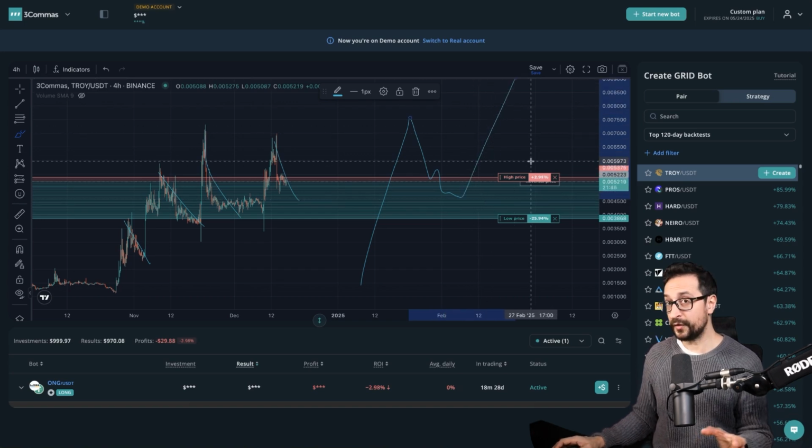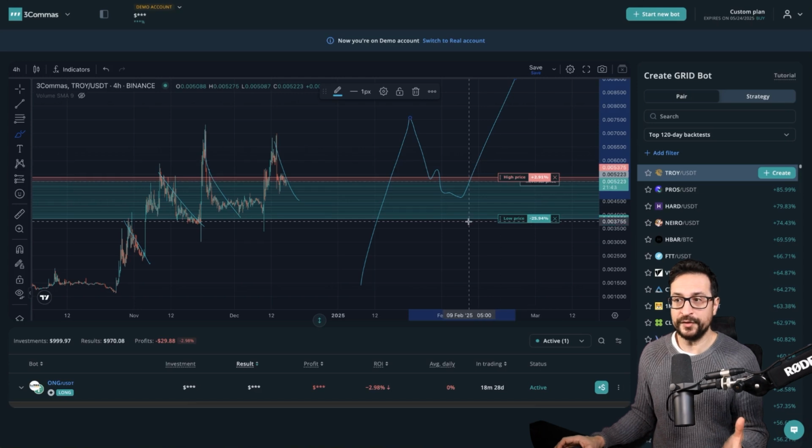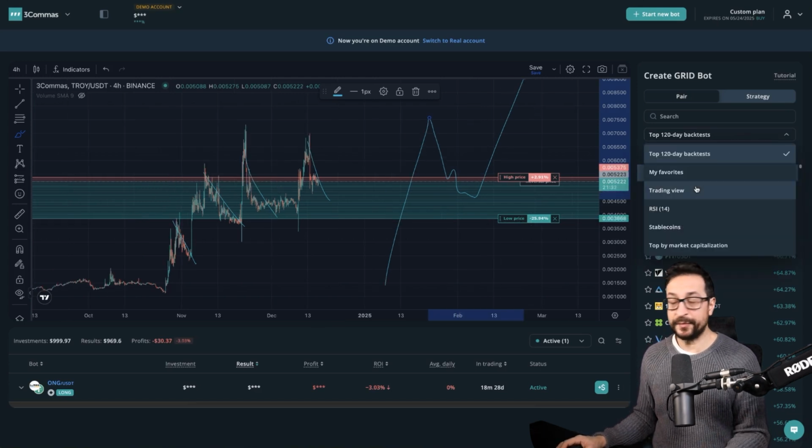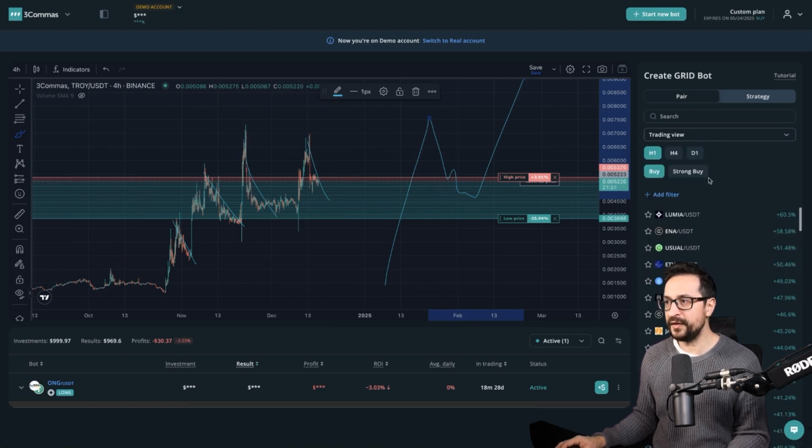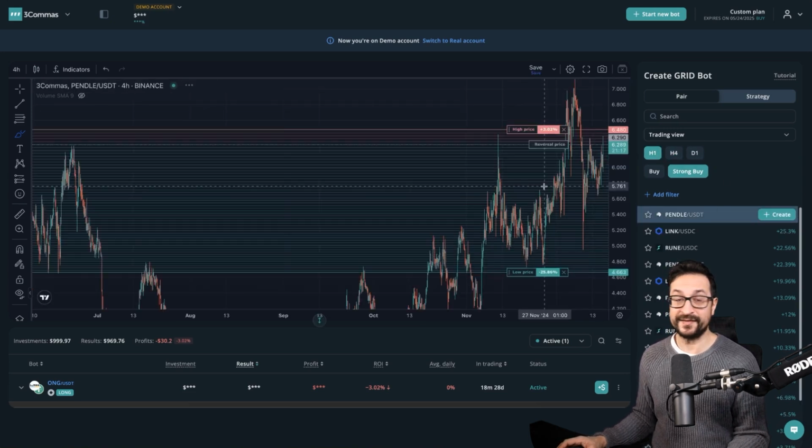and then shoot back up for the next target. This sort of approach, of course, requires you to understand a little bit of TA, but thanks to this crypto screener, you can make that very easy to find. If you go to TradingView and you search for strong buy on daily, 4 hour or 1 hour, you get a great starting point.